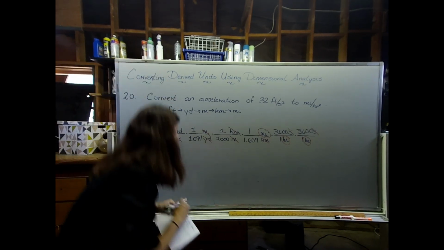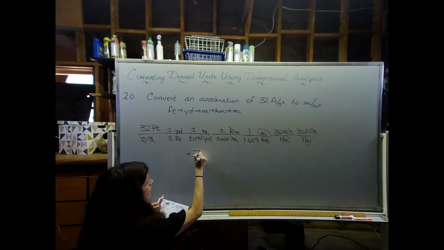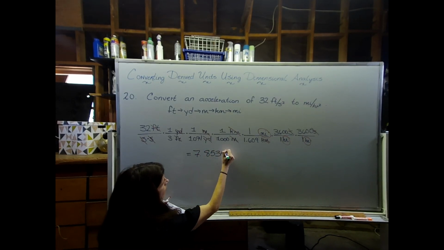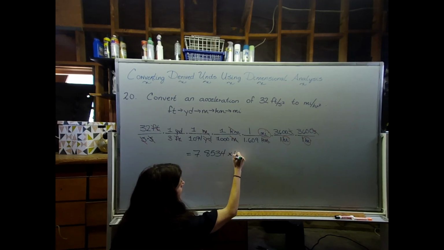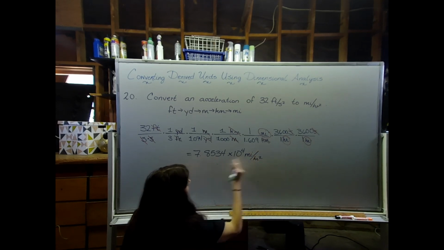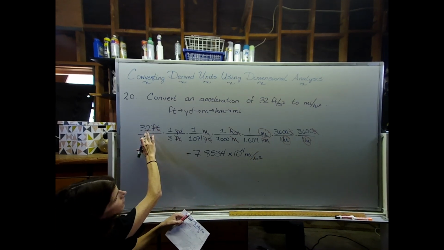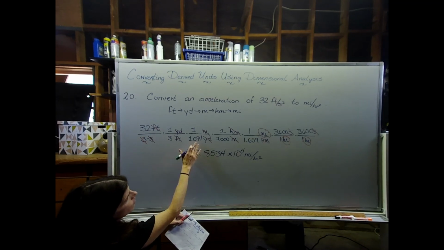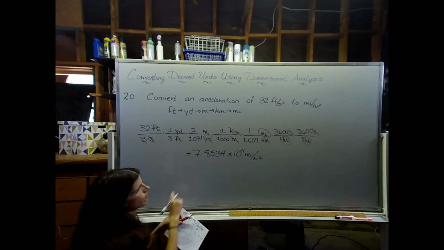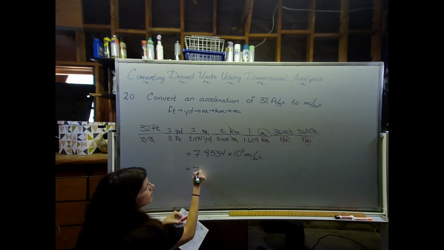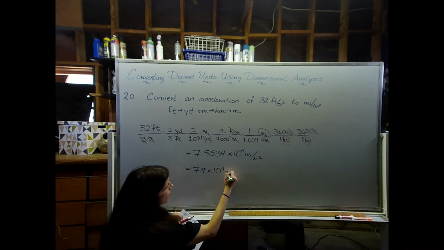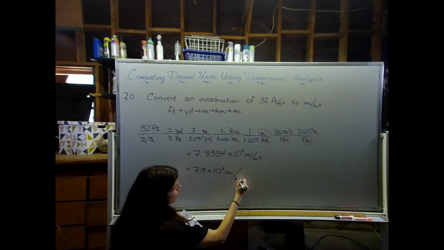When I did that all out, I got a value of 7.8534 times 10 to the 4th miles per hour squared. 2 sig figs. This is exact, 4 sig figs, exact, 4 sig figs. So I need to use 2 sig figs in my answer. So my final answer is going to be 7.9 times 10 to the 4th miles per hour squared.